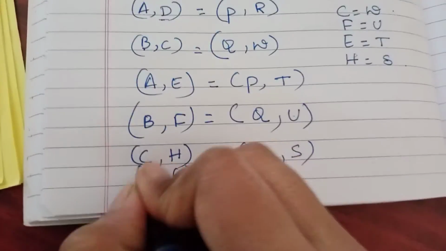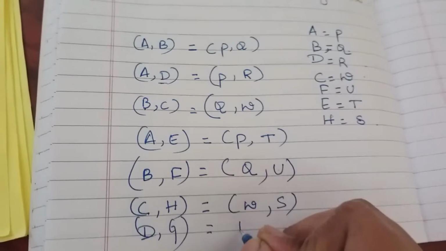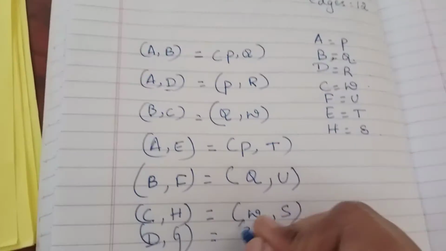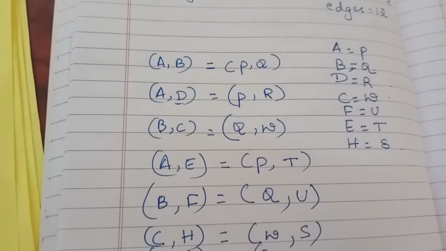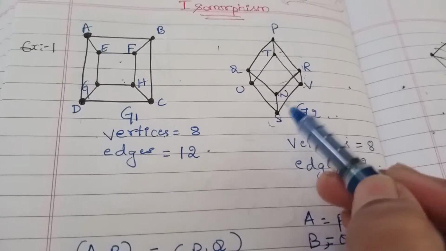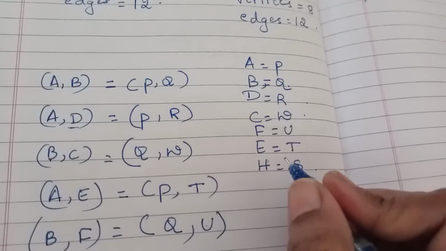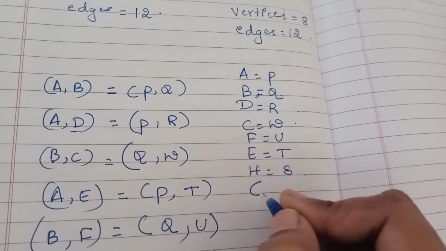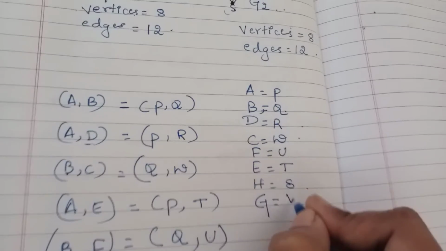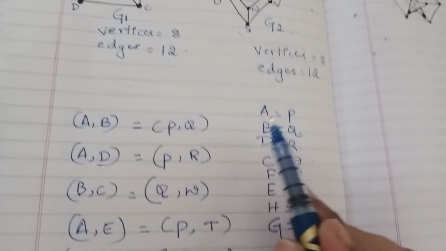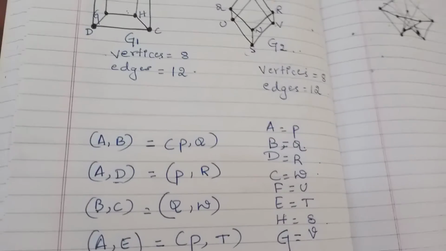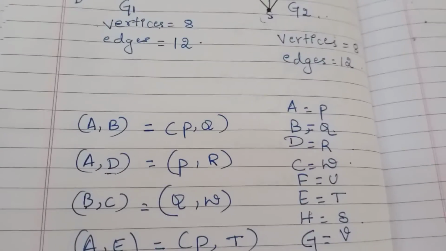D to G, what is D equivalent to? R, you can see here. Next, you don't know what is the value for G, so where is R connected to? R is connected to V, for which you do not have any other values, so I can take it as V, where G is equivalent to V. Okay, so A, B, C, D, E, F, G, H, all are done.